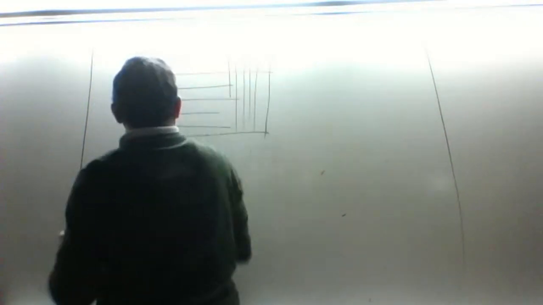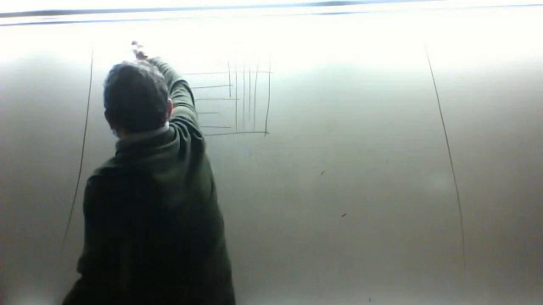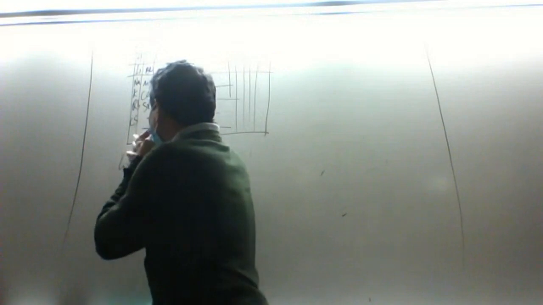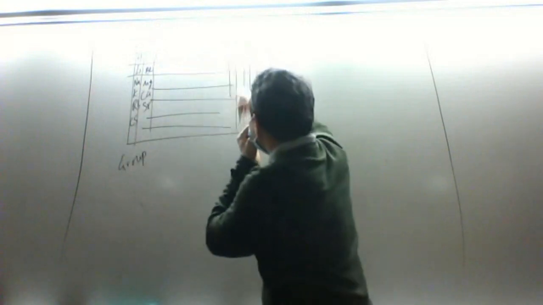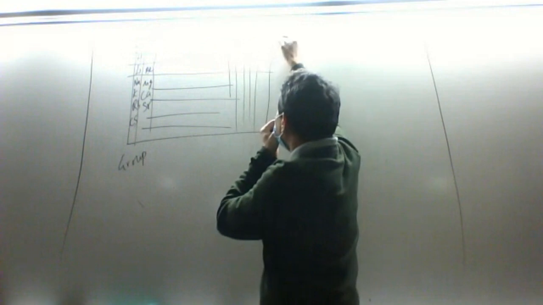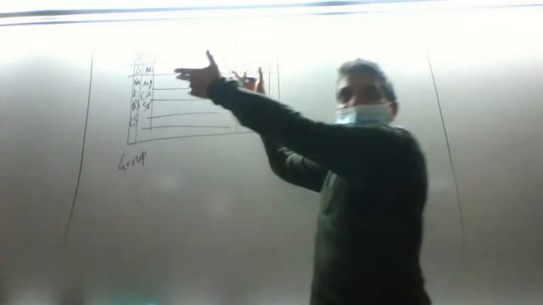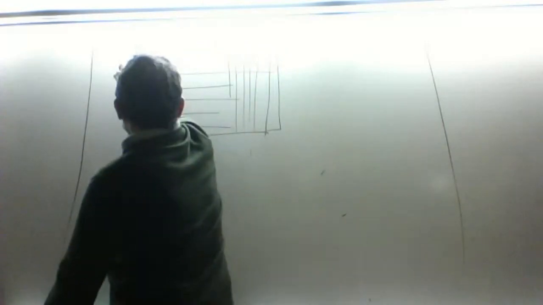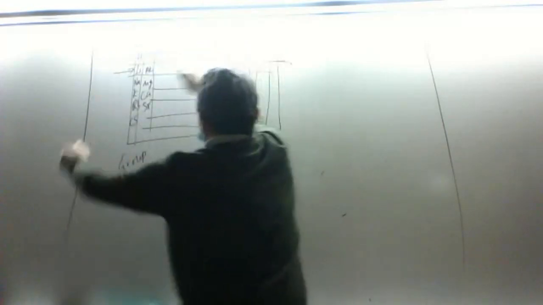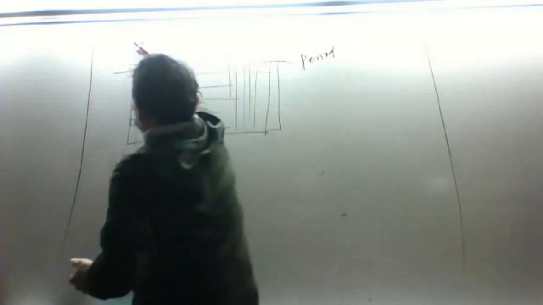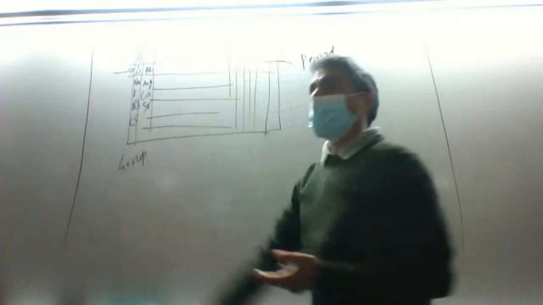Now let's talk about it. So if you look vertically, this is called a group. This is group 1, this is group 2, this is group 3, group 4, group 5, group 6, group 7, and group 8. So vertically is called the group, and the row this way is called the period.